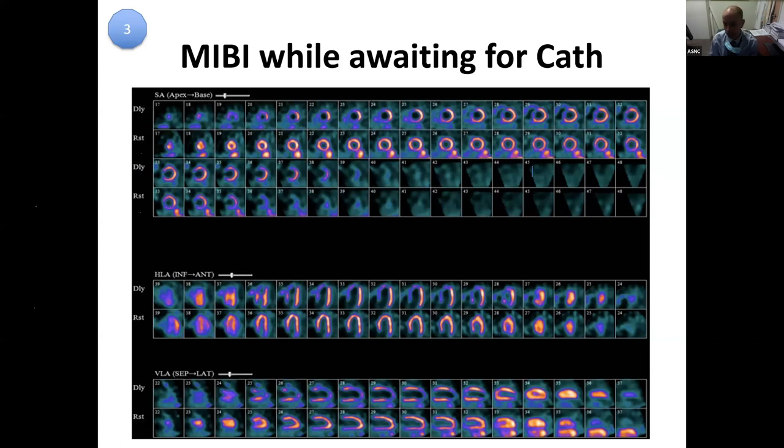So here, traditionally, you would see the stress images on top, the rest images on the bottom. You have the short axis view on top, the horizontal long axis, and the vertical long axis here. Aldo, do you want to help me with this?